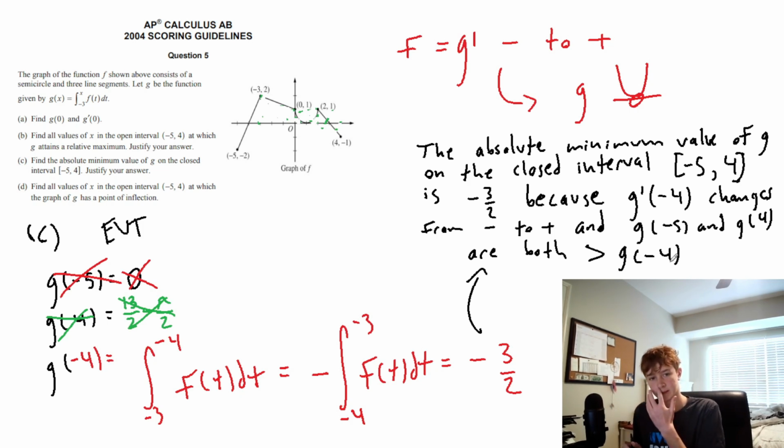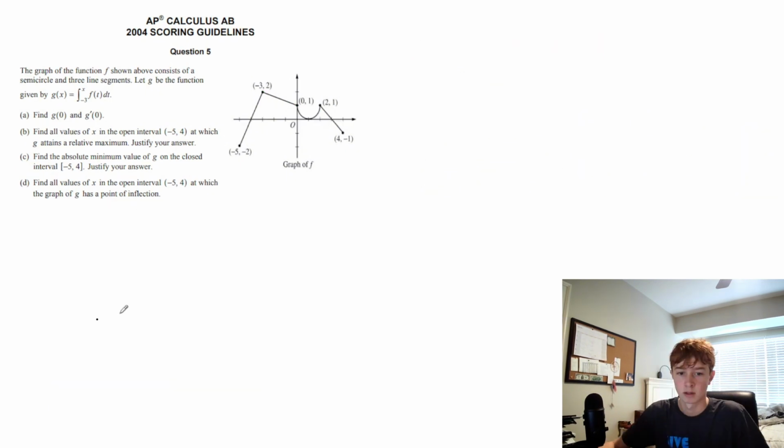So we explained that the absolute minimum value of g on the closed interval is -3 over 2. We said that's because g prime of -4 changes from negative to positive, meaning -4 is a candidate for being the absolute minimum because it's a relative minimum, and because both of the endpoints are greater than g of -4. Therefore, we're explaining how we use the EVT, sorry, not the MVT, to figure out that -3/2 is actually the absolute minimum value of the graph of g on this given interval. Okay, C is done.